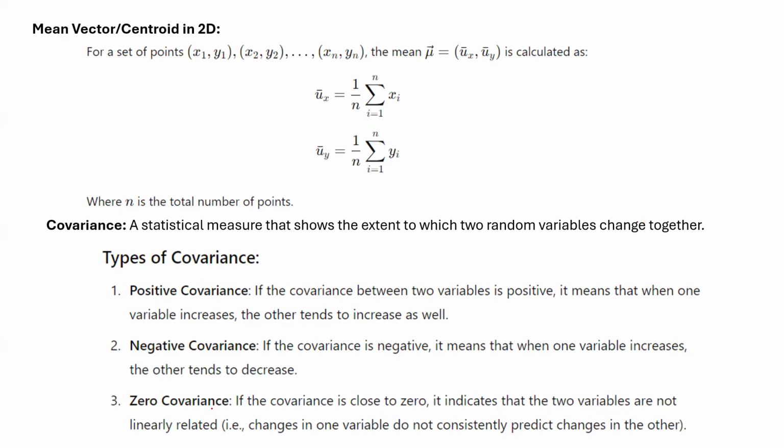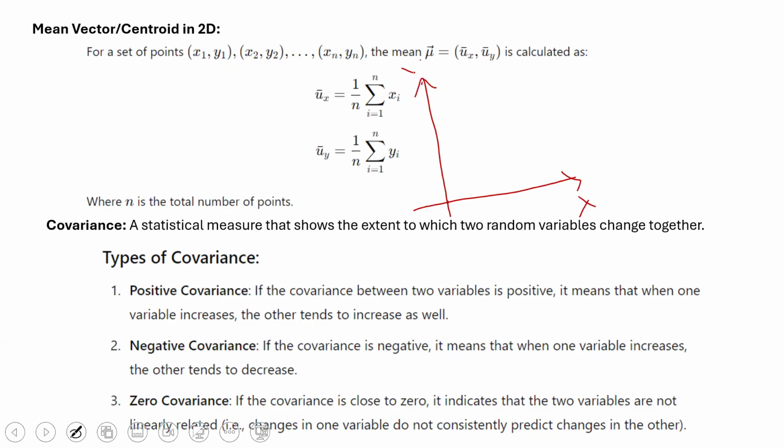Let me represent these in geometrical representation, so that you will understand how positive covariance looks, how negative covariance looks, and how zero covariance looks. Positive covariance says that if the covariance between two variables is positive, it means that when one variable increases, the other tends to increase as well. How can I represent that? If one variable is increasing, the other variable will also increase.